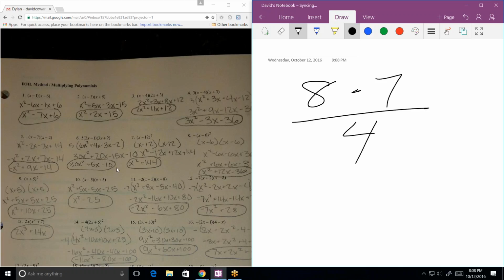Can you see my screen? Yeah. Okay. Well, I could do it by multiplying those two numbers together, but then I'm dealing with a big number.